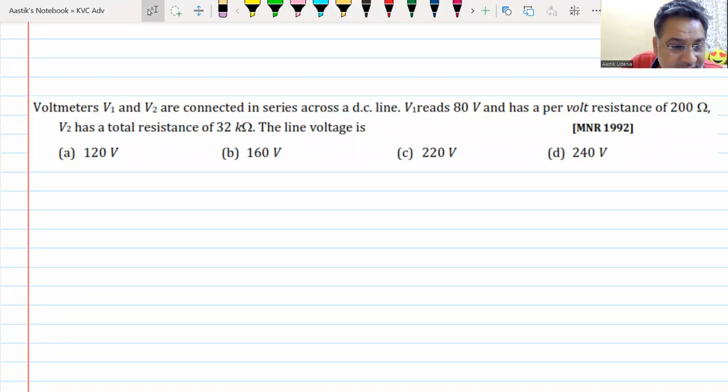This is the next one in line. Voltmeters V1 and V2 are connected in series across a DC line. V1 reads 80 volts and has a per volt resistance of 200 ohms. V2 has a total resistance of 32 kilo ohms. What is the line voltage?